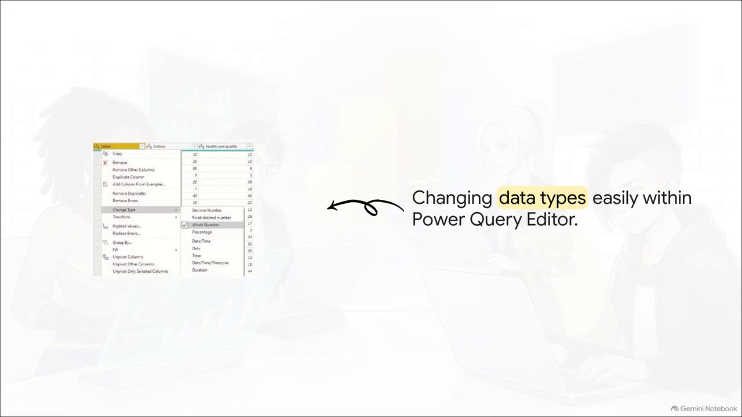Now, I know cleaning data sounds super technical, but it's often as simple as right-clicking a column and picking a data type like whole number or decimal. You can delete weird columns, fix errors, or combine rows, and you do it all without writing a single line of code. You're just shaping the data so your charts will behave perfectly later.